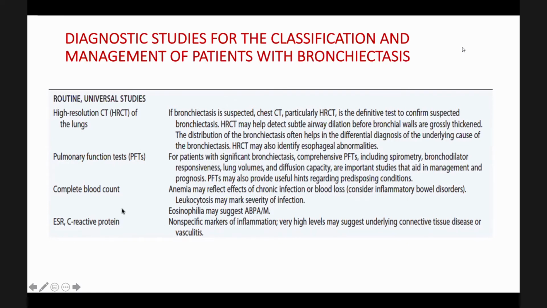ESR and C-reactive protein are non-specific markers, but very high levels may suggest underlying connective tissue disorders or vasculitis. So that's why we have to think about other CTDs, like SLE and RA, for which we have to do the tests. We'll discuss that in the coming slides.